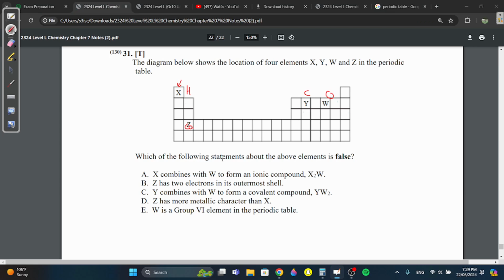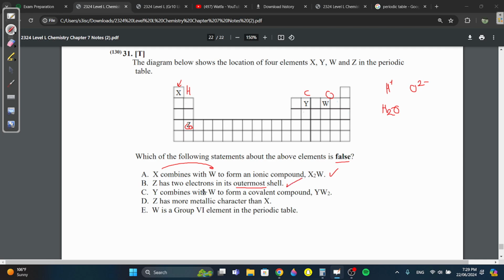Okay, which of the following are false? X combines with W to form X2W. So X and W: hydrogen plus oxygen. Hydrogen is plus, O is 2 minus. It forms H2O. So is it correct? Yes, it is. Okay, they want the false one. Z has 2 electrons in its outermost shell. Z is calcium. It's in group 2, so obviously its last shell will have 2 electrons, right?